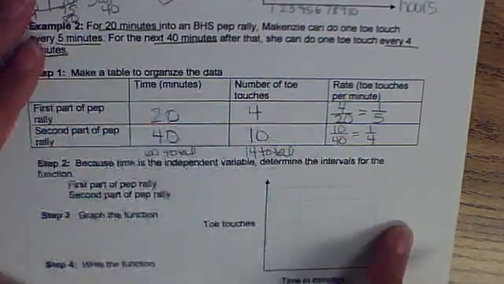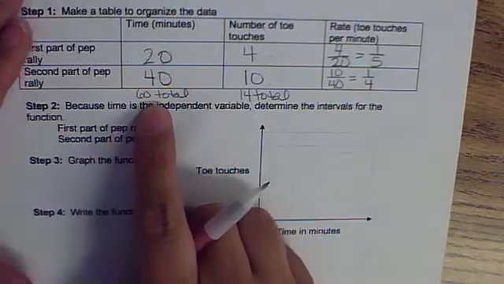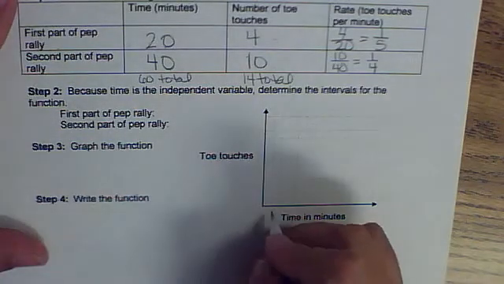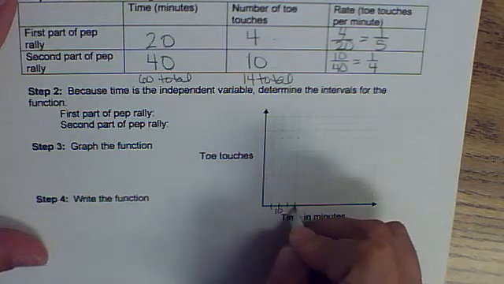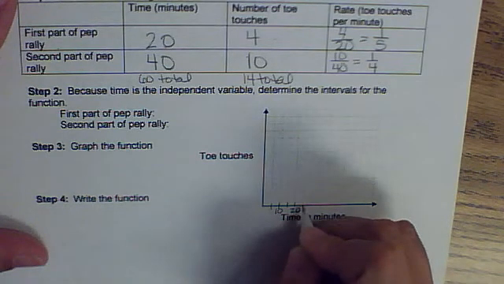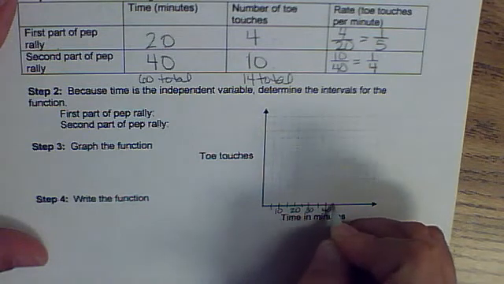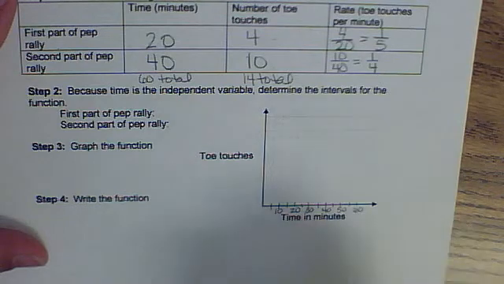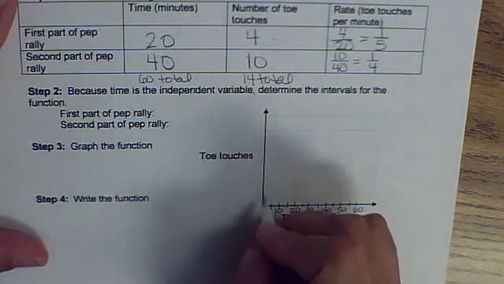When I do my graph, my time is the x-axis. Our time, we have to go all the way to 60 minutes because that's the total of the pep rally. So to do that, we're going to count by 5s. And I'm going to skip writing every other one so that I can fit it in there. Okay. And then the toe touches, my total toe touches are 14, so I can count by 1s here.